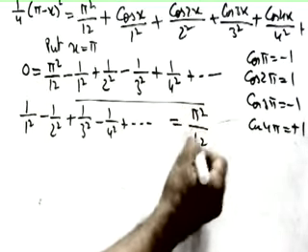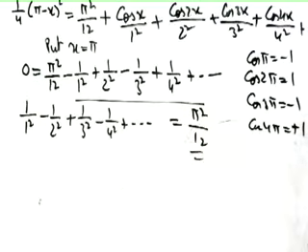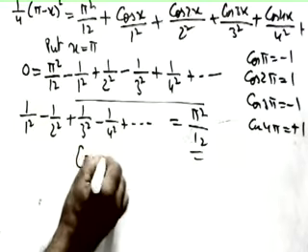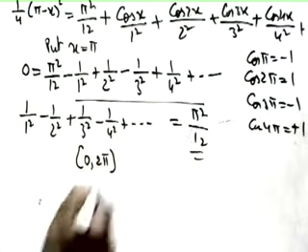Now what is left here? Left with pi square by 12. So we have done one question based on Fourier series of the interval 0 to 2 pi. Okay, 0 to 2 pi.